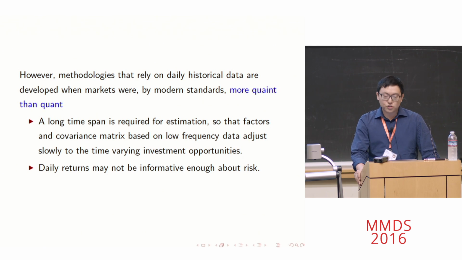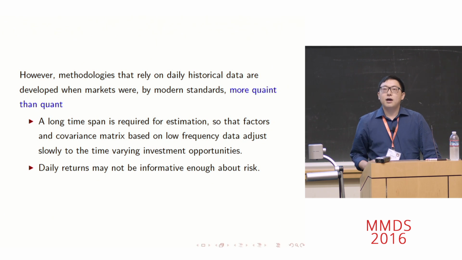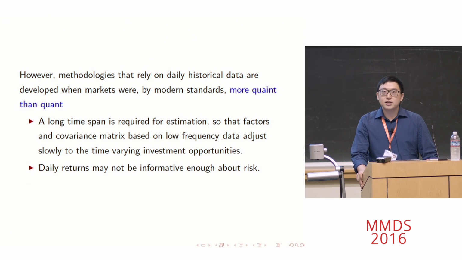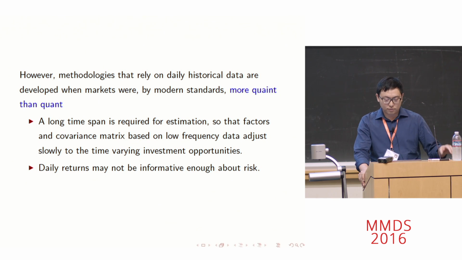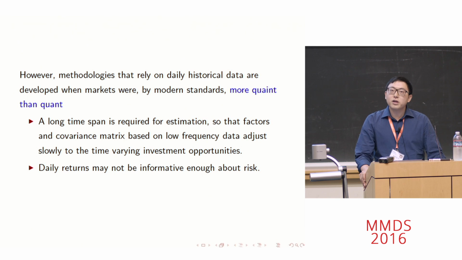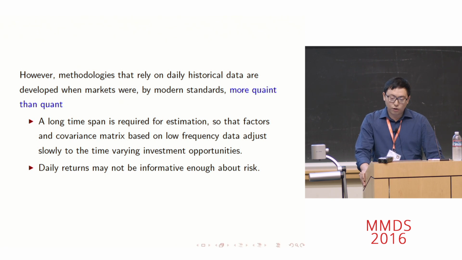However, the methodologies that rely on daily historical data were developed when markets were, at least by modern standards, more quant than quant. So a long time span is required for estimation. As you can imagine, the factors that were important in 2008, such as housing prices, are no longer that important nowadays. So the factors might change over time. Therefore, a covariance matrix based on low frequency data may adjust very slowly to the time varying investment opportunities.